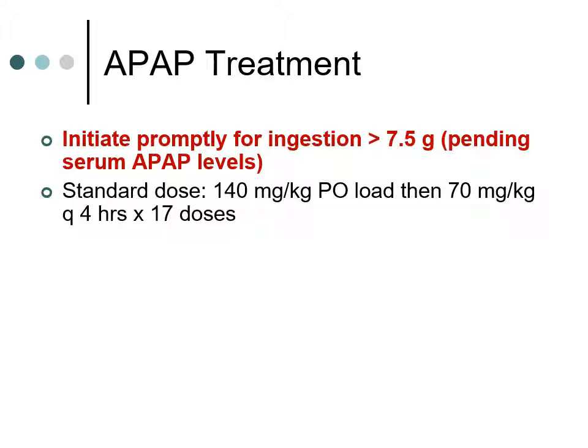For the IV regimen, though, you can actually get away with using a 21-hour regimen, in which case we would do 150 mg per kilo over 1 hour, followed by an infusion of 50 mg per kilo given over 4 hours, and finally a 100 mg per kilo dose given over 16 hours. So 21 hours total, and basically you get the same general efficacy as you would with the oral regimen, which is kind of nice.